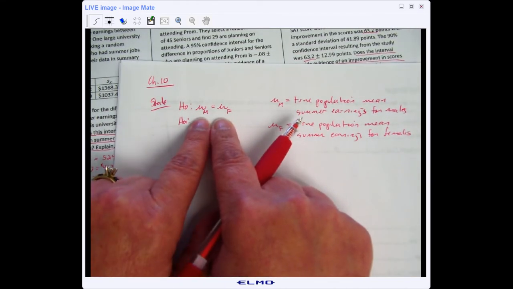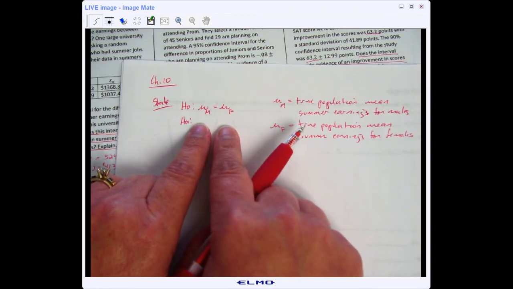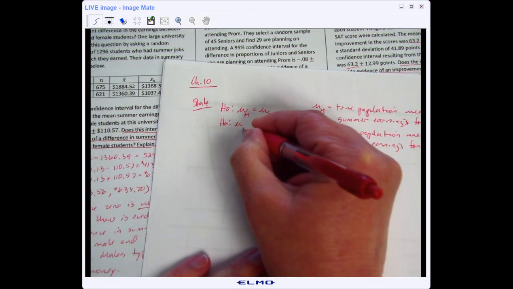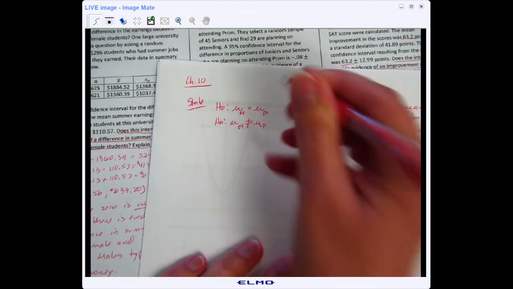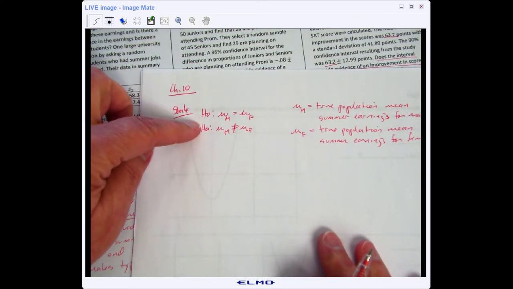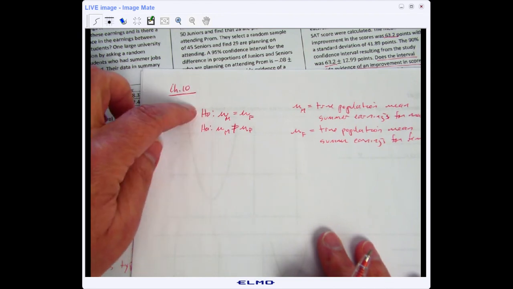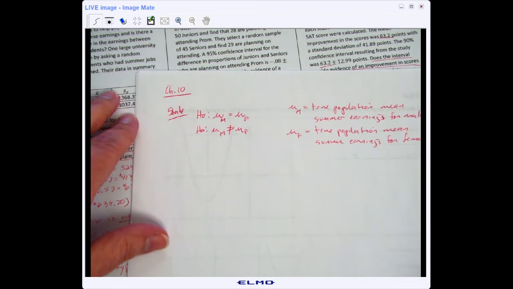Again, I'm not comparing to any standard summer earnings. I'm comparing 2 values from 2 different samples, and I'm going to use my samples in a second. For the HA, I just want to know if they're different, so I'm going to do not equal. If I reject the H0, I have evidence that there is a difference, that they're not equal. If I fail to reject the H0, then I don't have evidence that males and females earn different amounts of money during the summer.